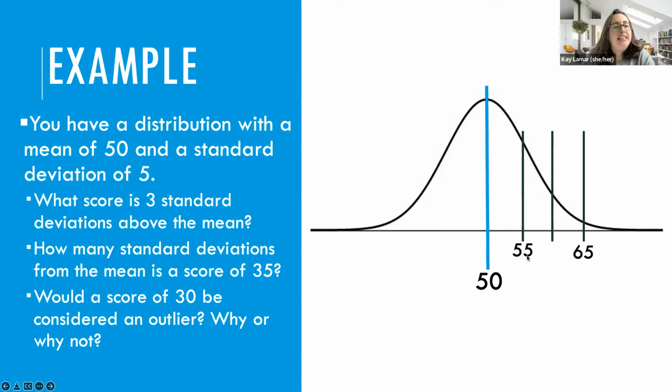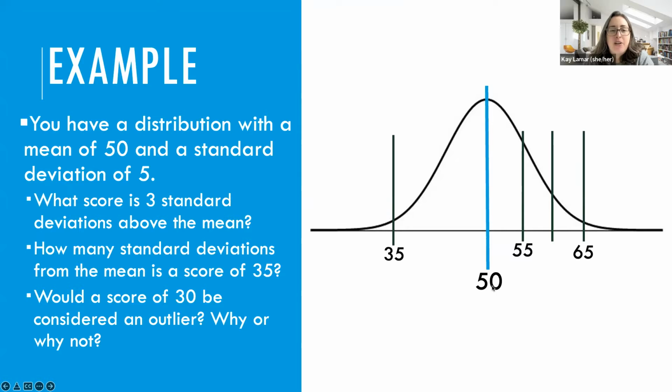Okay. Next, how many standard deviations from the mean is a score of 35? Okay, so here's our score of 35. And we have to think, okay, how many standard deviations is it from a score of 50? Well, the difference between 35 and 50, like 50 minus 35, is 15. Now 15 is 3 standard deviations. Again, a standard deviation is 5. So if the distance between 50 and 35 is 15, 15 divided by 5 is 3 standard deviations.